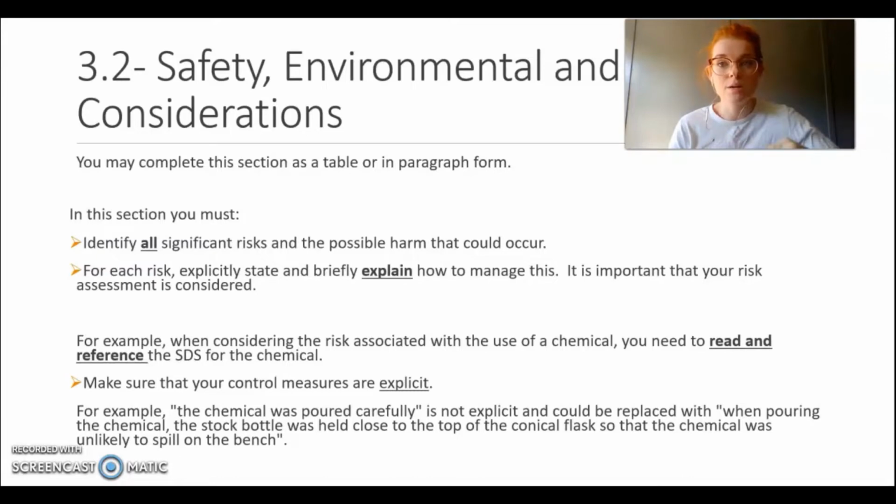If you were doing it in a table, it would look like risks, and then right next to it, management techniques, because that way it's going to align and you can make sure that all the risks you're talking about are straight away explained in how they're managed. If you're doing it in a paragraph, I would state the risk and then straight away state how it's being managed or what considerations are being put in place.